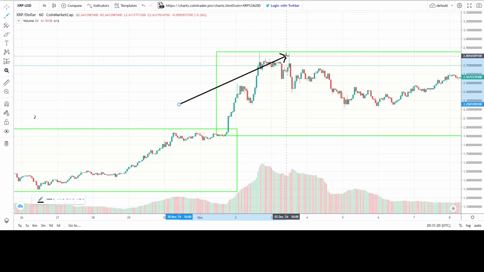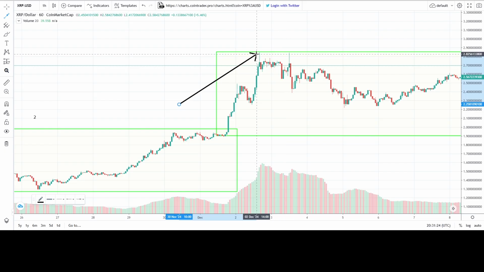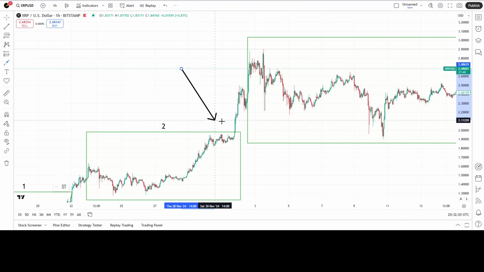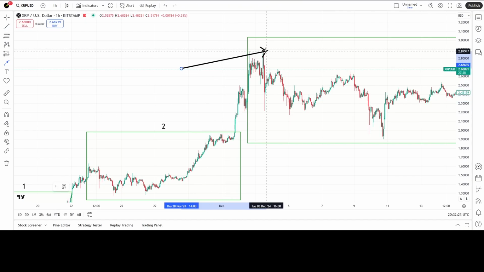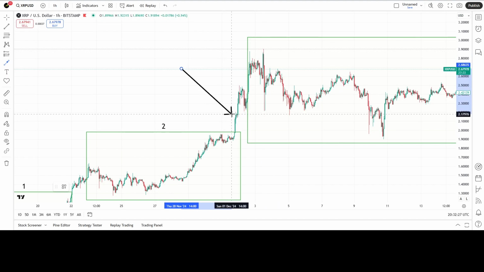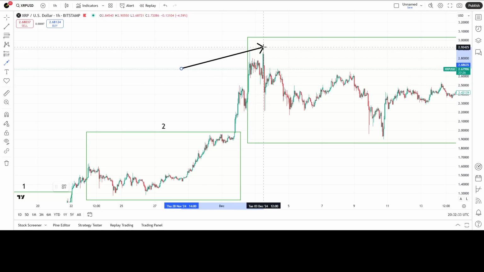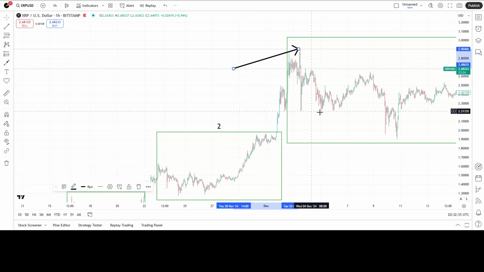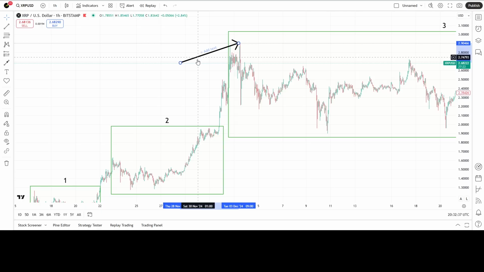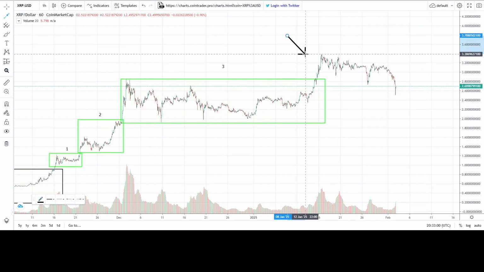Now, over here on CoinTrader Pro, this peak is lower than this one. But if we jump over to TradingView, it's actually this one that's the highest one. So let's count it on TradingView. So 1, 2, 3, 4, 5, 6, and then 7. 7 would bring you to the peak. So that is interesting. So here we are back on CoinTrader Pro.